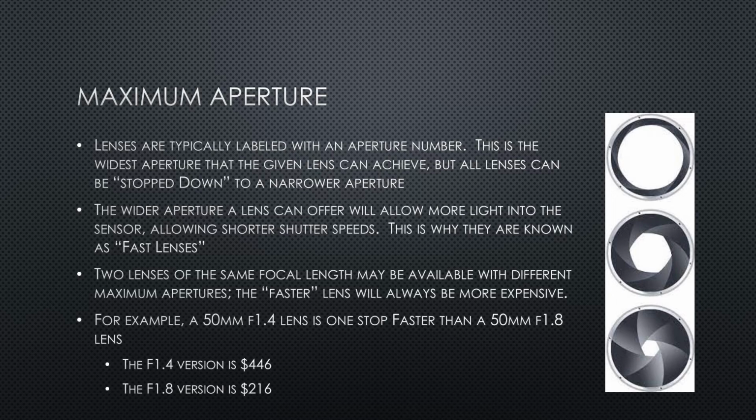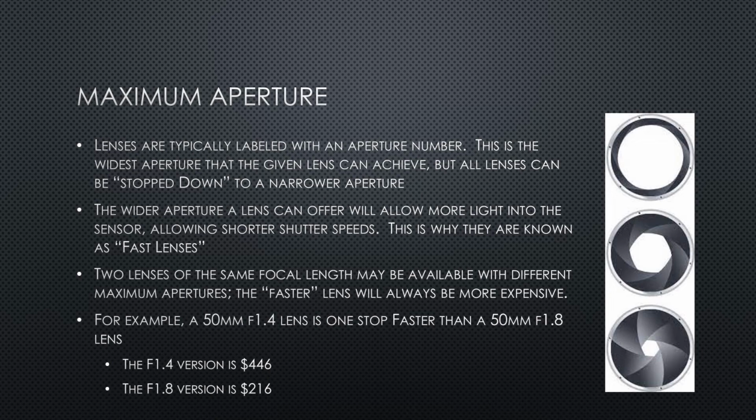If you are comparing two lenses that have the same focal length but different maximum apertures, the lens with a wider maximum aperture, with a smaller number, will always be more expensive because of the wider aperture. It's more desirable because it gives you a little bit more range in terms of being able to get a faster shutter speed in low light.